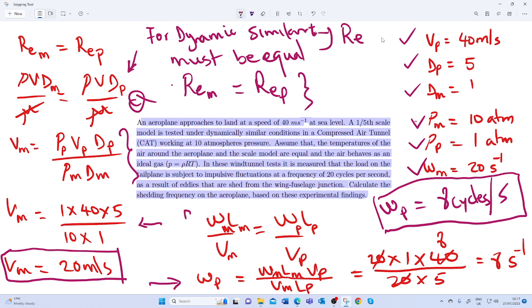From there, by using this particular equation, that is the product of frequency and size over the velocity for the model and the prototype, we can find the expression for the frequency of the prototype, which gives us this equation. Then by slotting all the values into this equation, we find our shedding frequency for the aircraft at full scale, which is the prototype, to be 8 cycles per second.